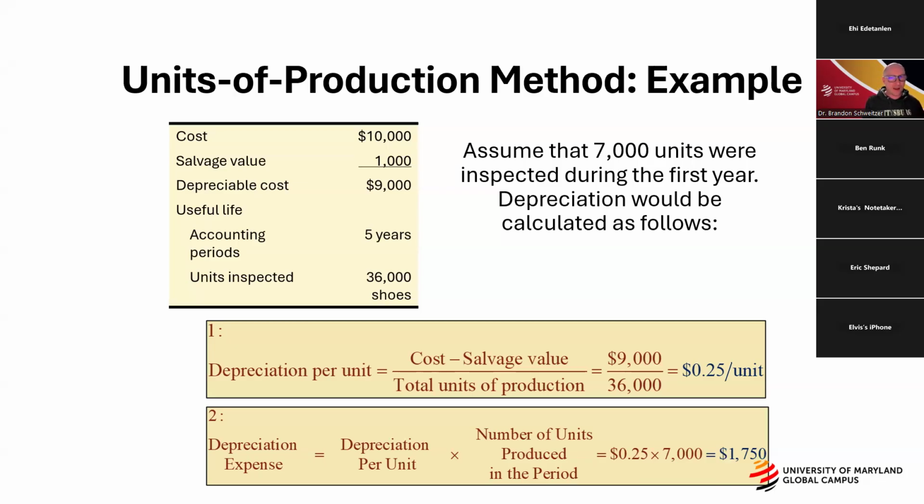So we take that 25 cents per unit and we multiply that by the actual number of units produced during that year. In this case, 7,000. That gives us a depreciation expense for the first year of $1,750.